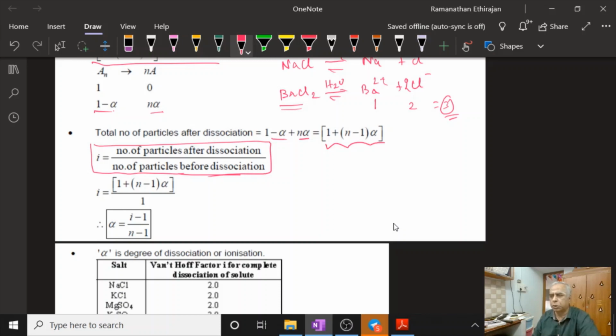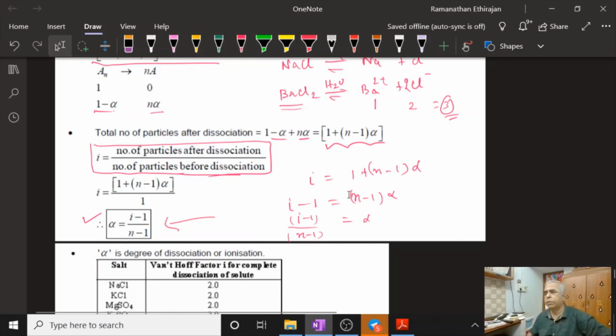This is a very important equation, from which we can calculate the degree of dissociation also based on the van't Hoff factor. You can rearrange, for instance: you have i equal to 1 plus n minus 1 into alpha. So you can bring this 1 this side. So i minus 1 is equal to n minus 1 into alpha. Therefore, alpha is equal to i minus 1 divided by n minus 1, and hence the formula. Are you able to understand? This is a very important formula, and from this we are able to calculate the degree of dissociation also.